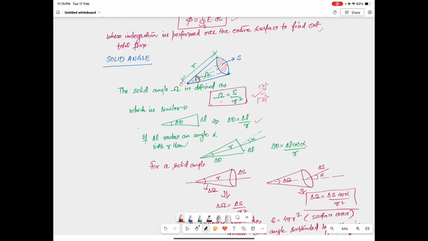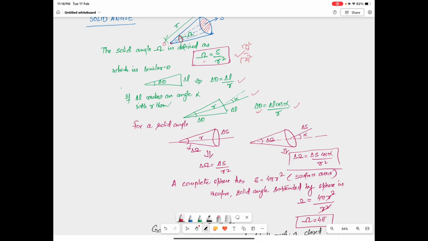Similarly, we know that if delta L is making an angle alpha with respect to R, then delta theta, the angle between them, which we call in a two-dimensional plane, is delta L cos alpha by R, because it is a dot product. The same is the case here, in a solid angle.